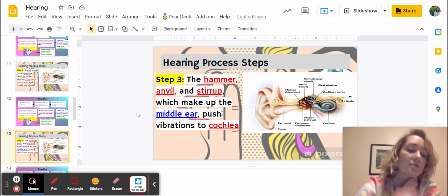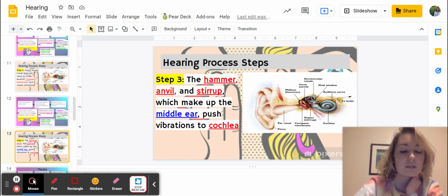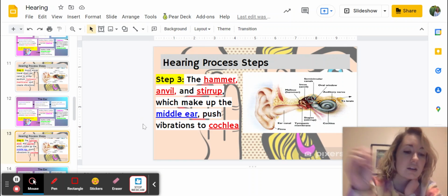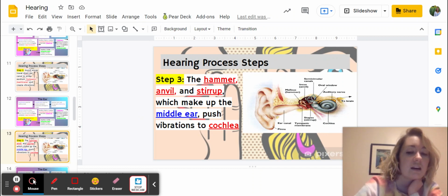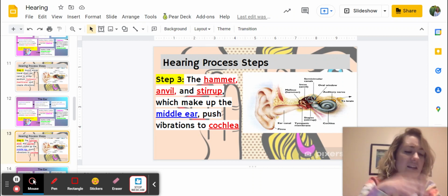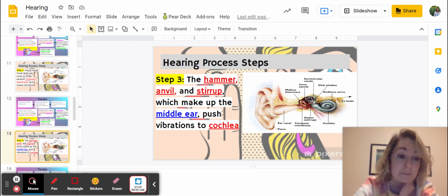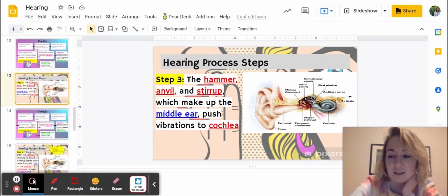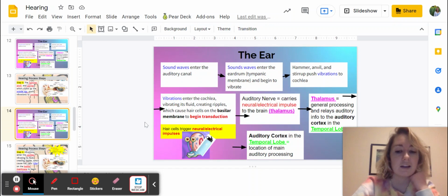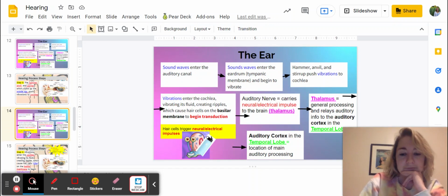So the vibrations or sound waves continue on. Once they get through here, they're going to get pushed through the middle ear and sent on to the cochlea. The job of these little bones is just to keep funneling that sound through, pushing it to the cochlea, which is where the magic, aka transduction, happens. Okay, so now we're here. We're getting to the magic. Very exciting.